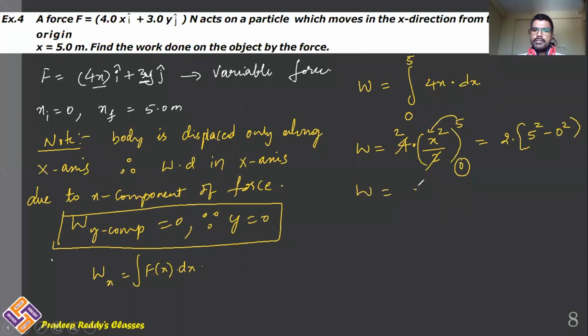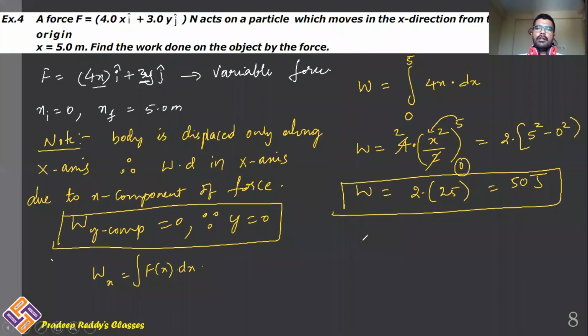Therefore work done W is equal to 2 into 5 square, that is 25, which is equal to 50 joule, and this is positive. Work done along y direction is obviously 0 because there is no displacement along y direction.